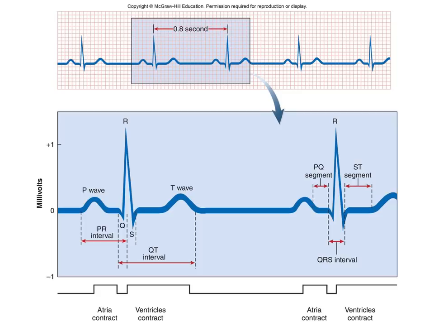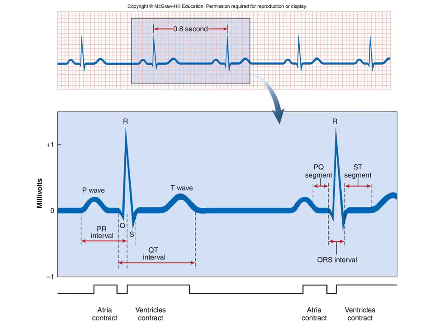So if you kind of look at the pattern here, we have the P wave where we depolarize the atrial muscle, followed by atrial contraction. We then have the QRS complex where we depolarize ventricular muscle, and then that's followed by ventricular contraction.